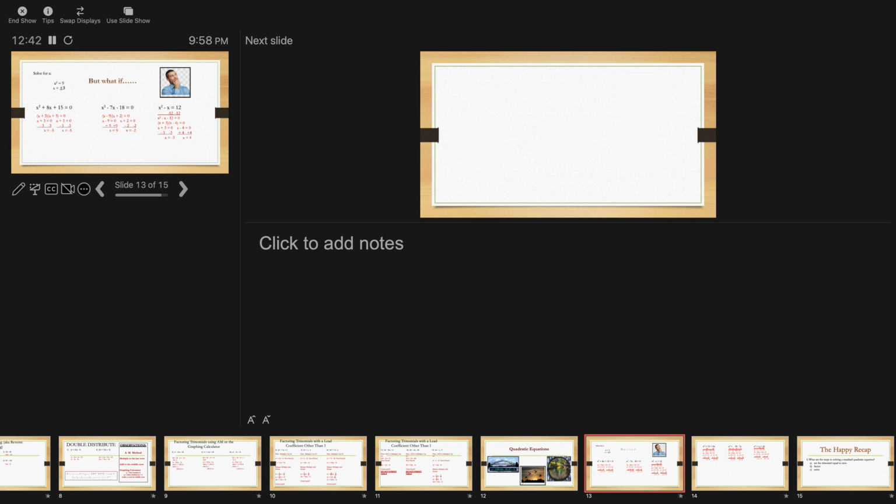And look, if you plug it in and check it, I'm just going to check the 4. 4 squared is 16. Minus 4 is 12. 12 equals 12. It checks. If I go to the middle one, I'm just going to check the 9. 9 squared is 81. Minus 7 times 9 is 63. 81 minus 63 is 18. 18 minus 18 is 0.